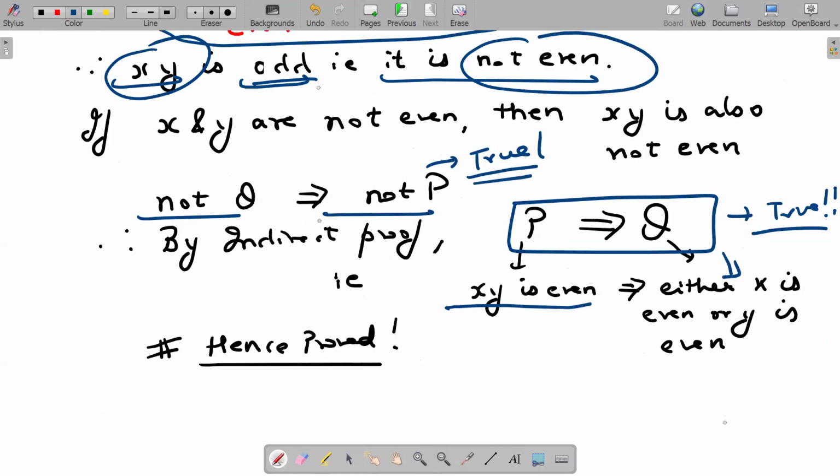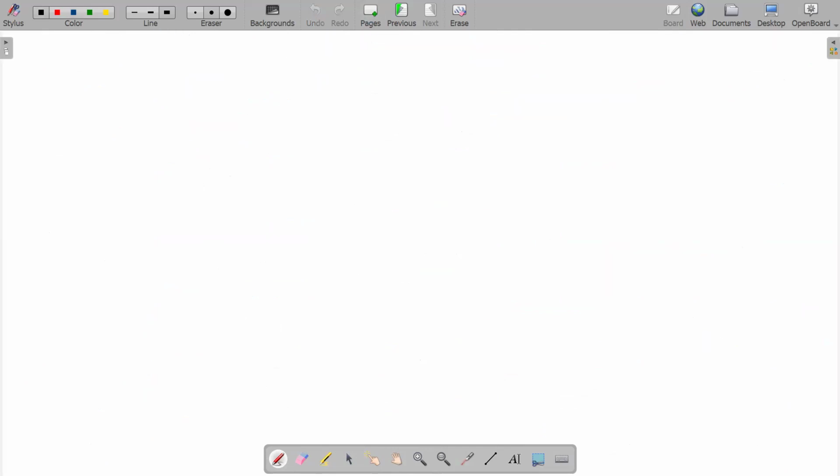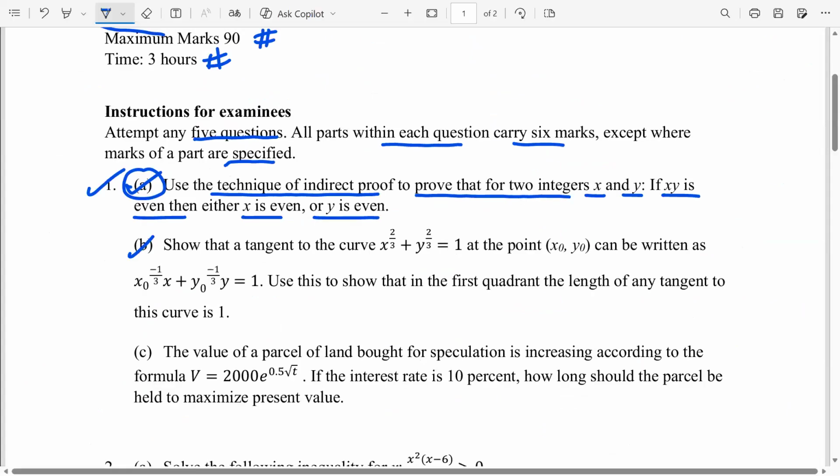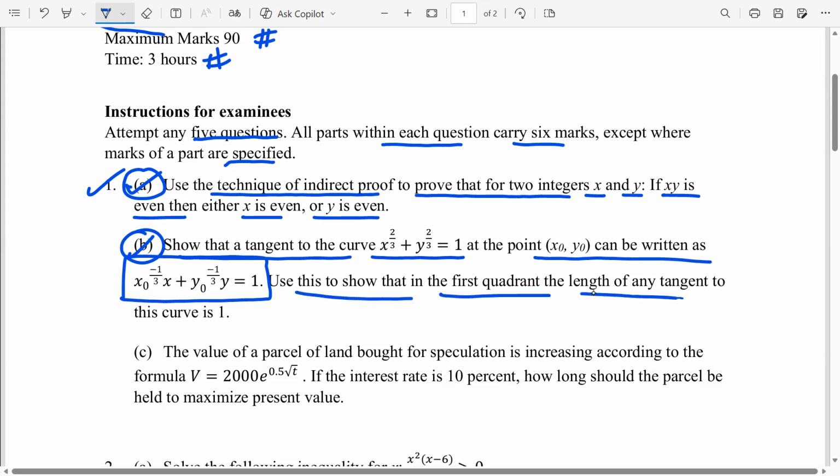Okay, so this was a good question and an application of symbolic logic. Now moving on to question number 1, part B. If I come back to the question paper, let's look at part B quickly. Show that a tangent to the curve x to the power 2/3 plus y to the power 2/3 equal to 1 at the point x0, y0 can be written in this particular form: x0 to the power negative 1/3 times x plus y0 to the power negative 1/3 times y equal to 1. Use this to show that in the first quadrant, the length of any tangent to this curve is 1.